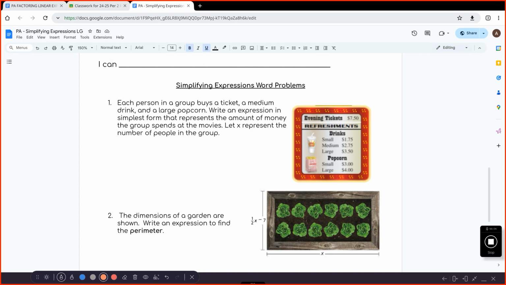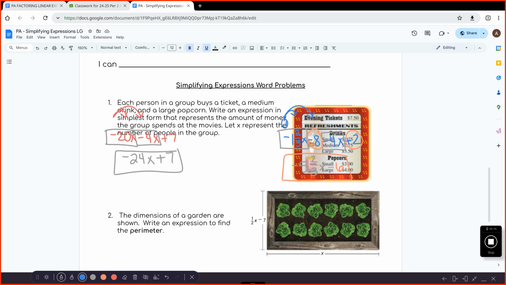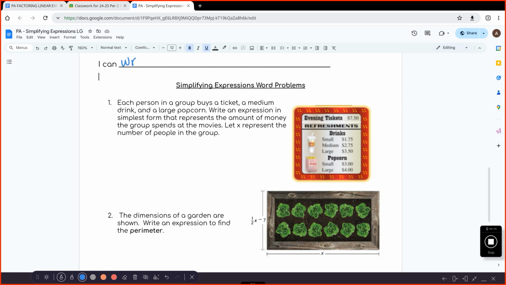In this video, we are going to go over how to write and simplify expressions. So our I can statement for today is, I can write and simplify expressions.